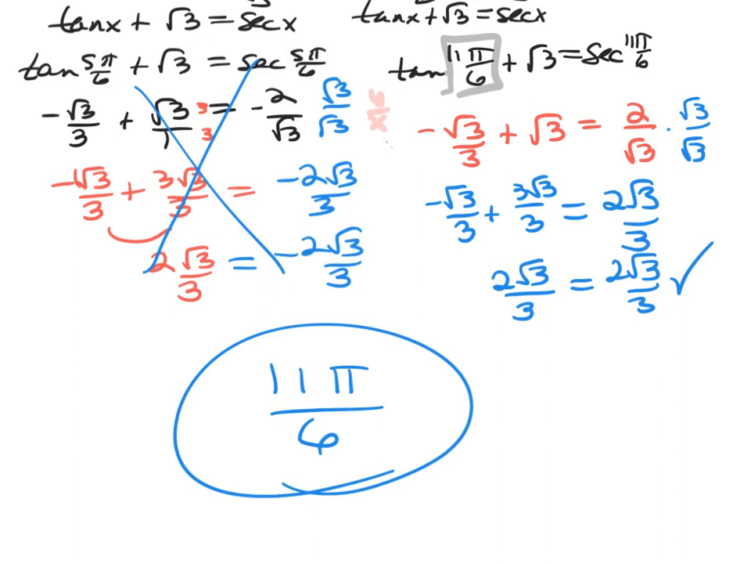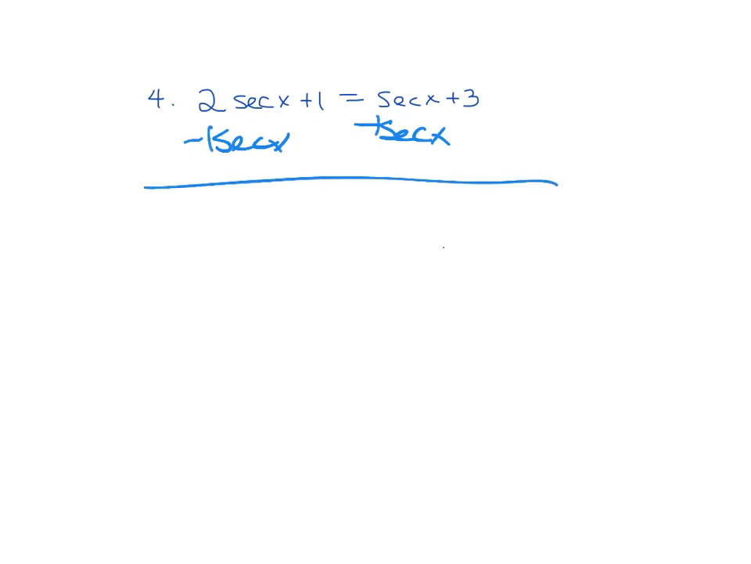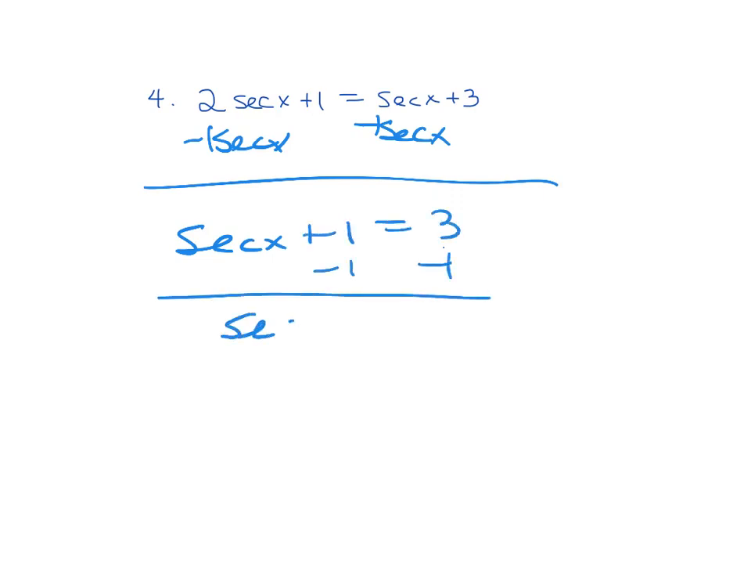Let's try the next one. All right, so here I need to get my x's together and my numbers together. So I'm going to subtract secant x. And you could treat this as like 1 secant x. So 2 minus 1 is just secant x. Then I need to move the 1 over. So secant x equals 2.